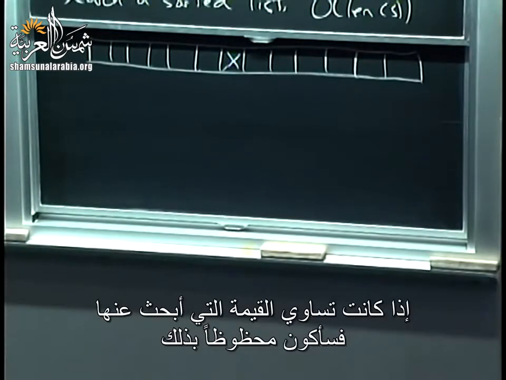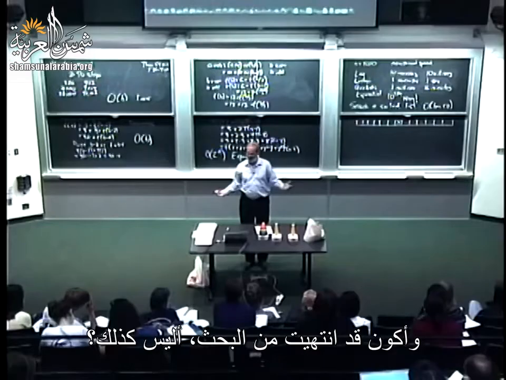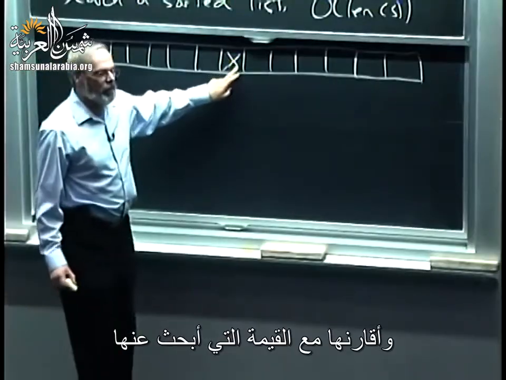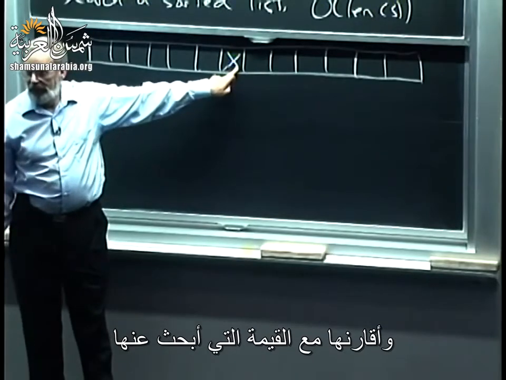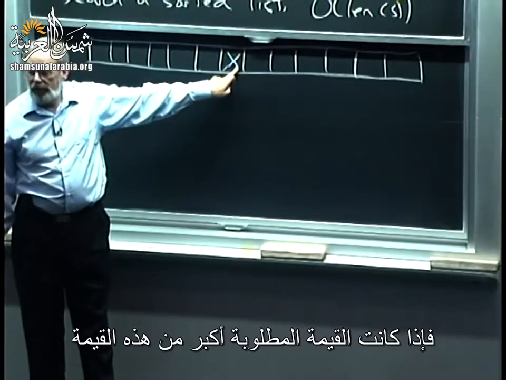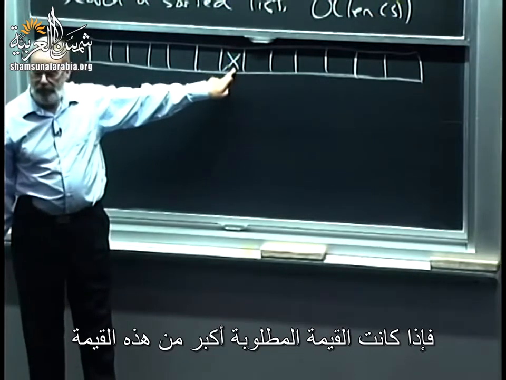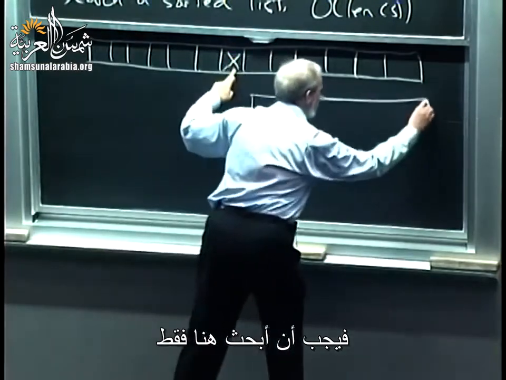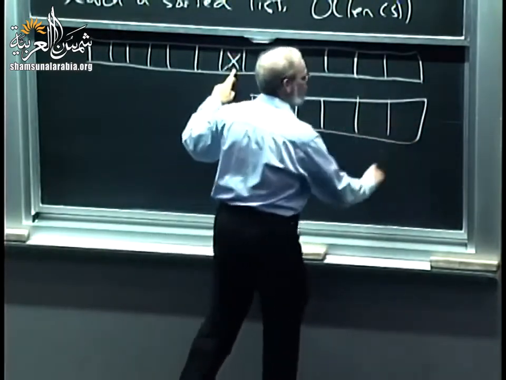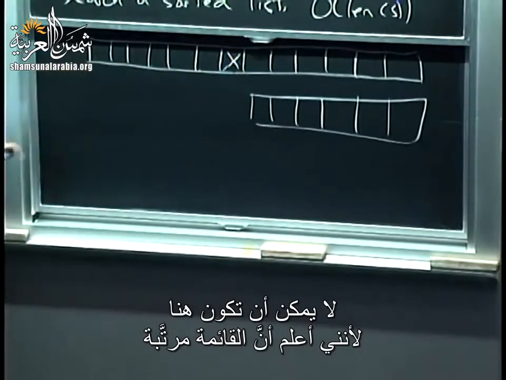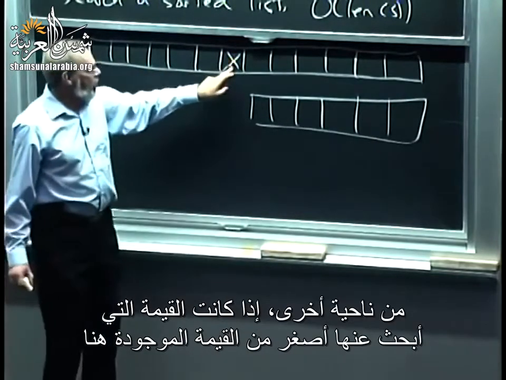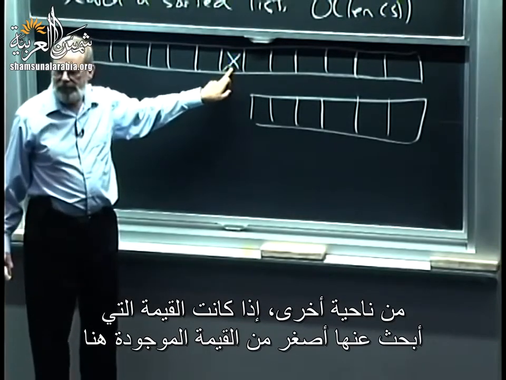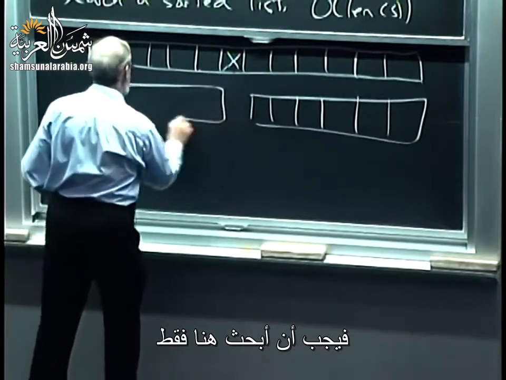If it's the value I'm looking for, boy, I ought to go to Vegas, I'm really lucky, and I'm done, right? If not, what could I do? Well, I could look at the value here and compare it to the value I'm trying to find and say the following. If the value I'm looking for is bigger than this value, where do I need to look? Just here. Right? Can't possibly be there because I know this thing is ordered. On the other hand, if the value I'm looking for is smaller than the value I see here, I just need to look here.